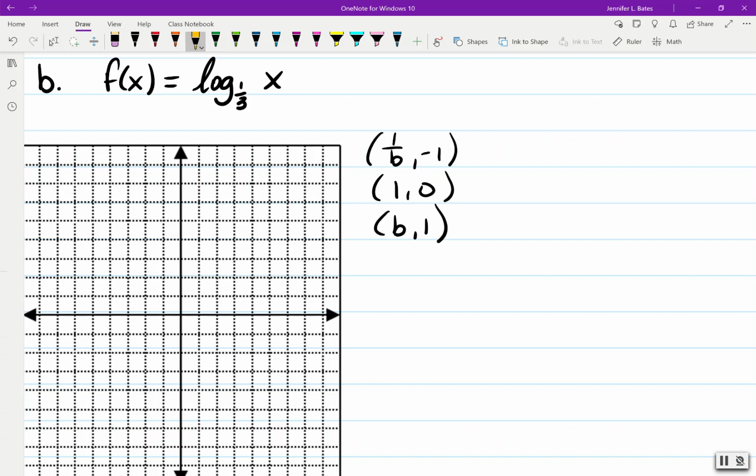Okay, my base is 1/3. 1 over 1/3, or 1 divided by 1/3. How many 1/3s are in 1? Show me on your hand. How many 1/3s are in 1? Good, 3. So this is really 3, negative 1, 1, 0, and 1/3, 1. These are the points that I'm graphing.